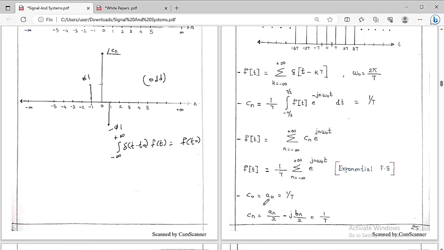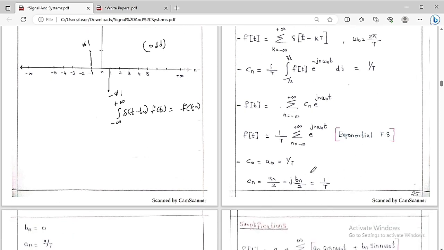But C naught is equal to A naught, so A naught is also equal to 1 by t. Then what is Cn? The Cn formula is Cn equals an by 2 minus j bn by 2. But Cn is equal to 1 by t only. No matter what the value of n, from minus n to plus n, its value is always equal to 1 by t.